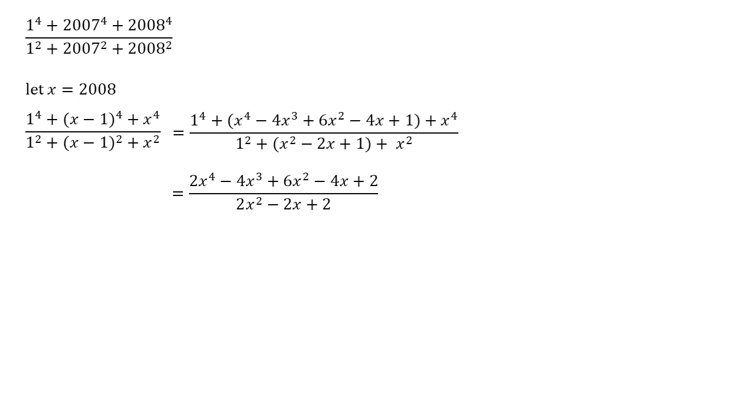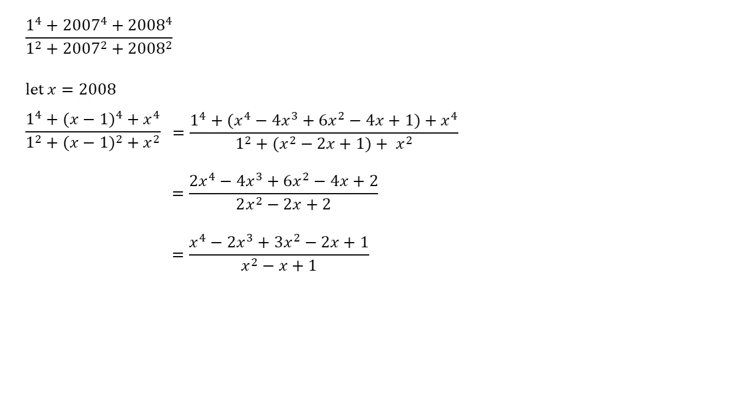All of those terms are even, so they're multiples of 2. Let's divide every term through by 2. So we've now got x to the power of 4 minus 2x cubed plus 3x squared minus 2x plus 1, all over x squared minus x plus 1.